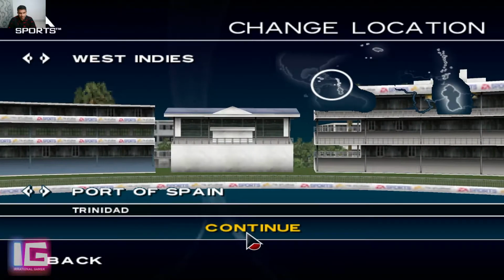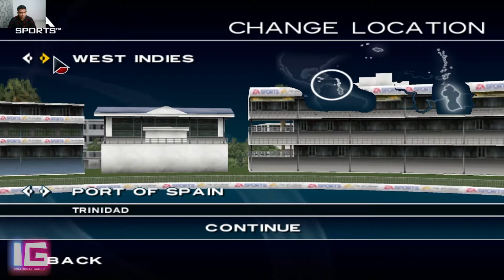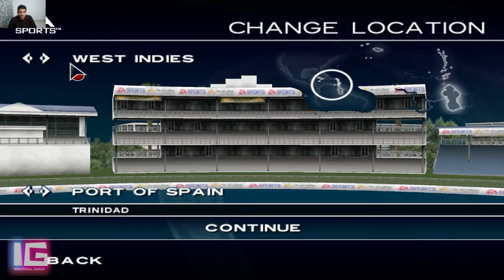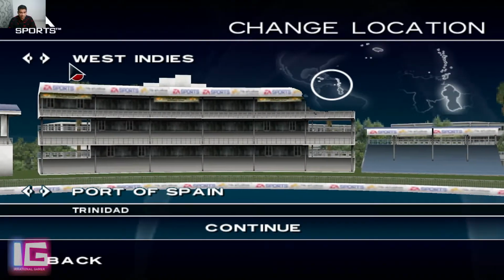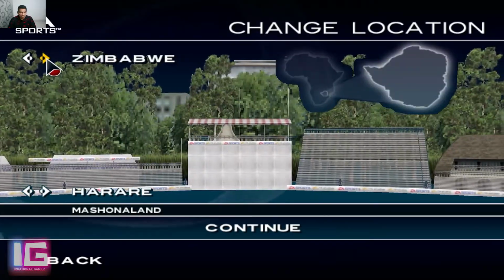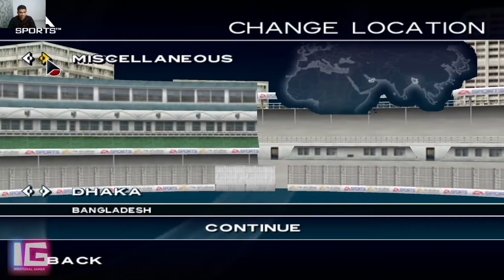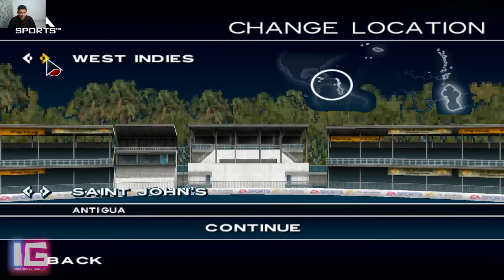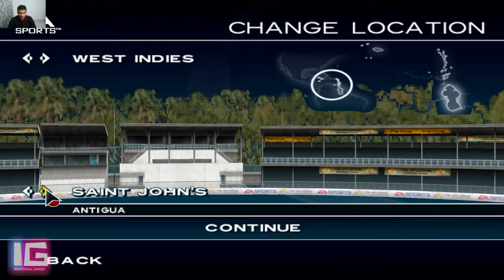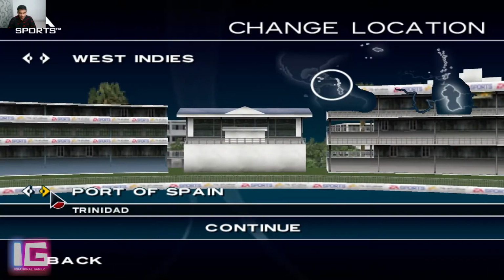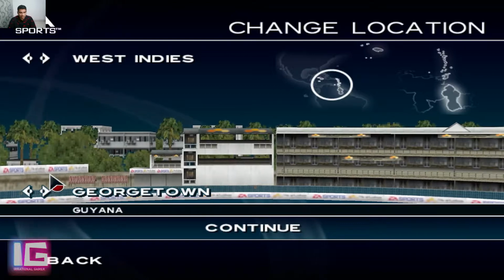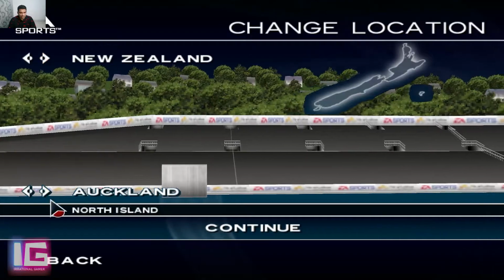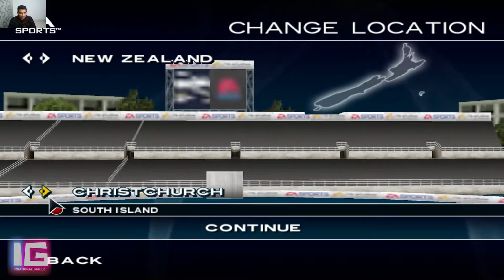Click continue. This is the stadium choice, and EA Cricket 2004 is very famous for its wide range of available stadiums. So you can choose between West Indies, Zimbabwe, Australia, England and Wales, India, miscellaneous, New Zealand, Pakistan, South Africa, Sri Lanka, and all these nations have a lot of stadiums and they are very beautifully made. So this match is going to take place in New Zealand and in Christchurch.